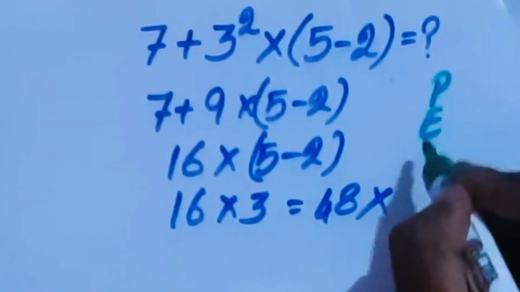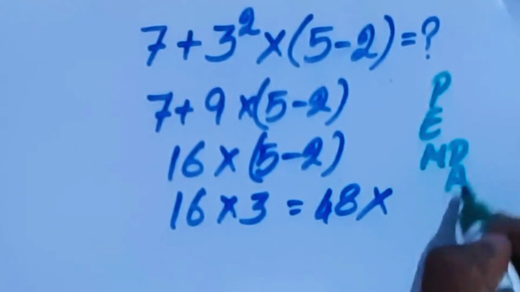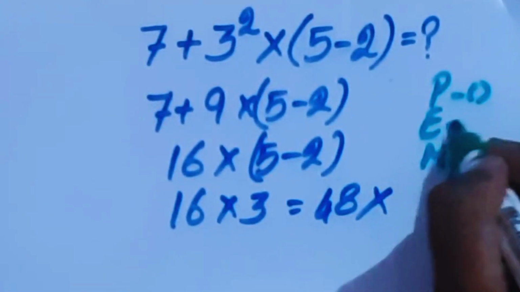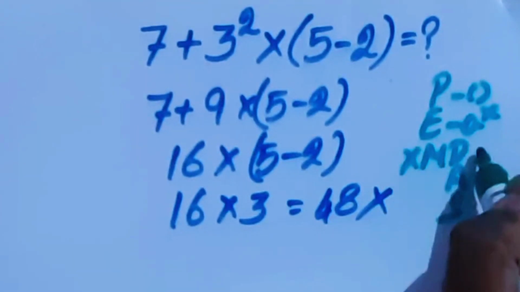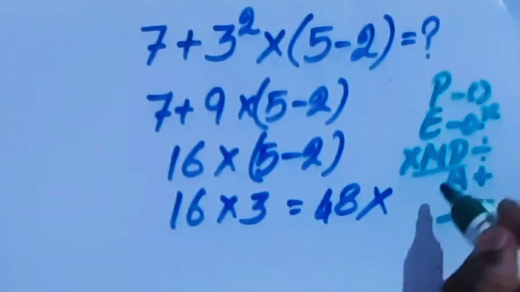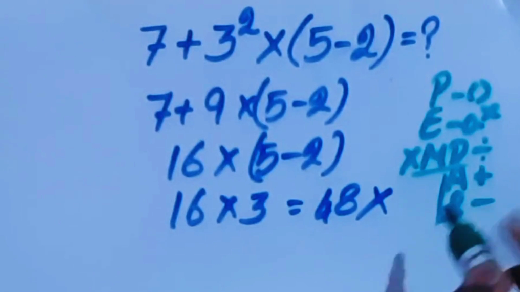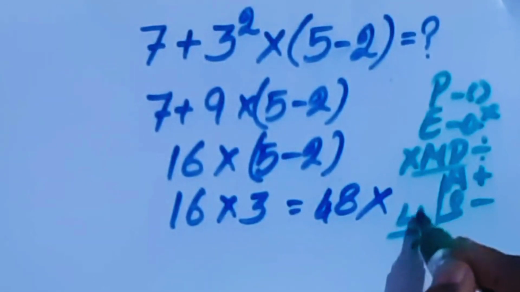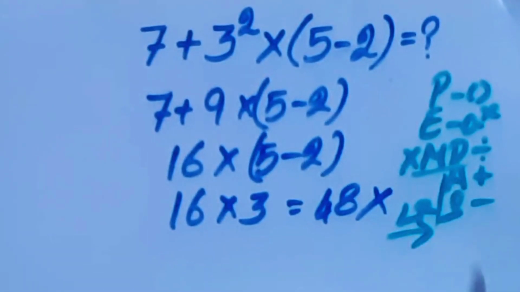Here we are going to introduce this PEMDAS rule from order of operation. This is a bracket, higher priority, this is the exponent. M stands for multiplication, D stands for division, A stands for addition, S stands for subtraction. Here multiplication and division both are equal priority. Also this addition and subtraction both are equal priority. For this equal priority, we are going to introduce this left to right rule.